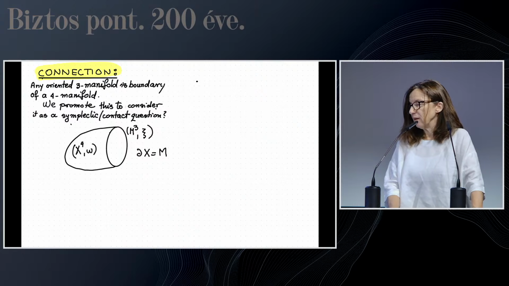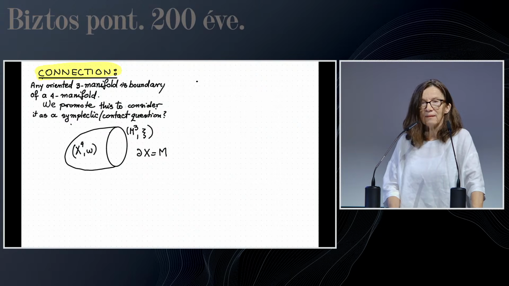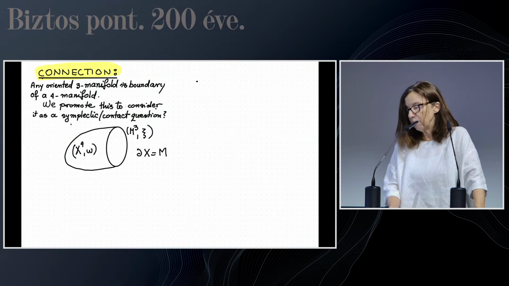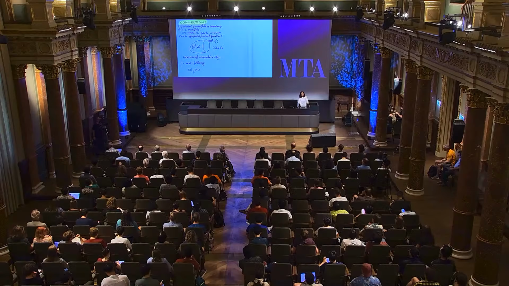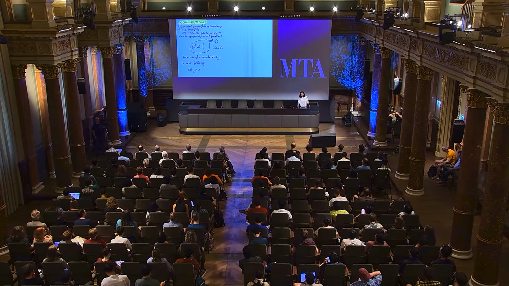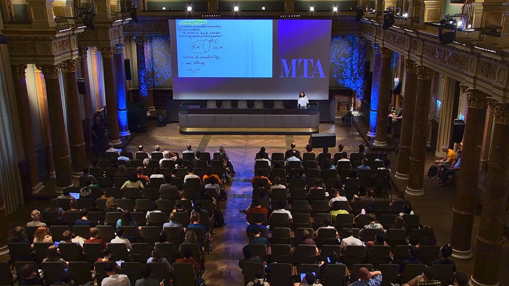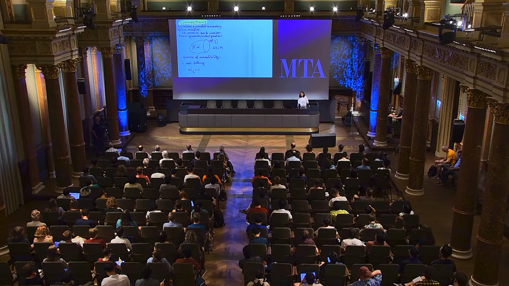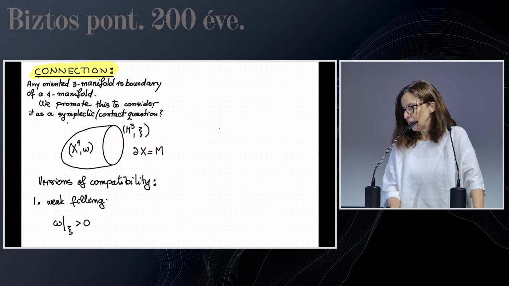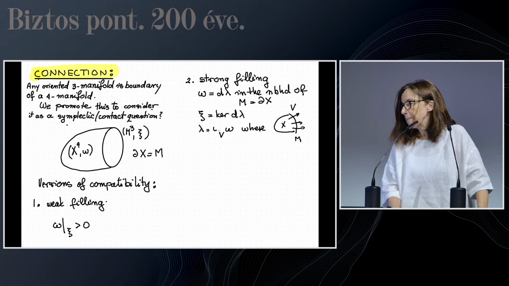Of course, if I drop ξ and ω, then this can always be done. But I want to have some compatibility conditions. There are various versions of compatibility. The simplest one is that we could require the 2-form ω, when restricted to planes of ξ on the boundary, to be positive. And it's called weak fillability.